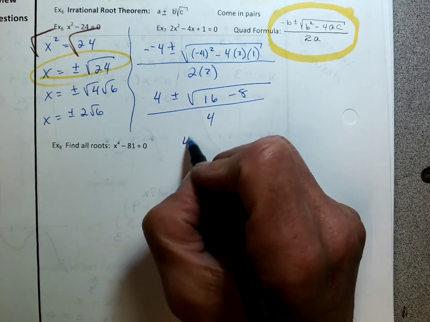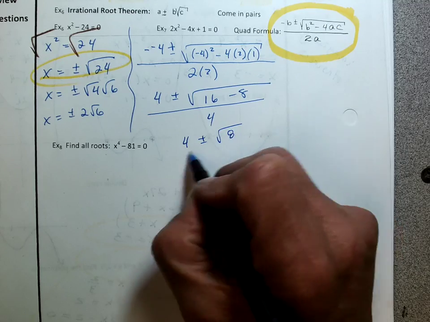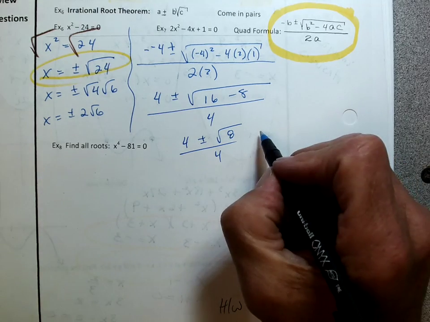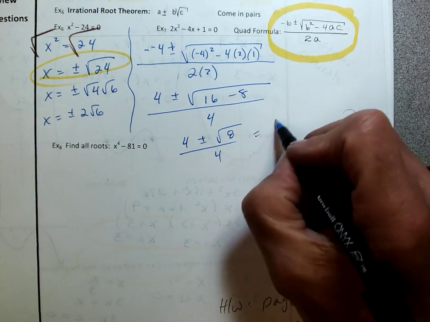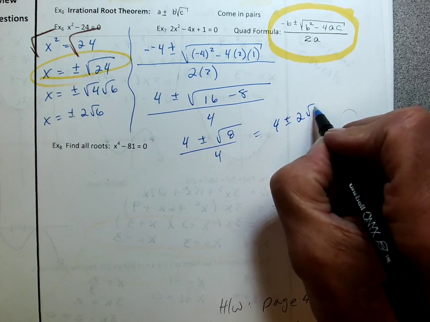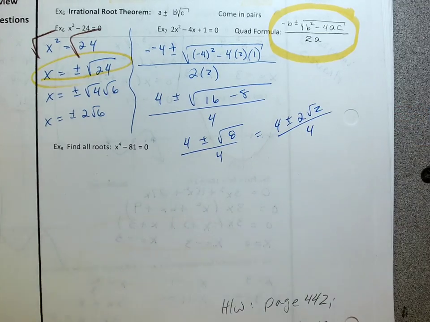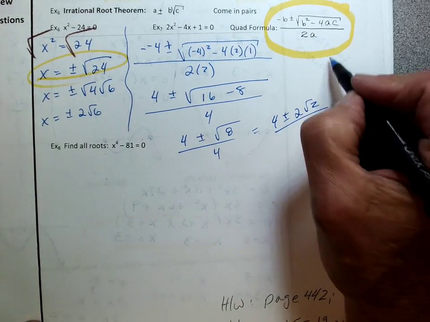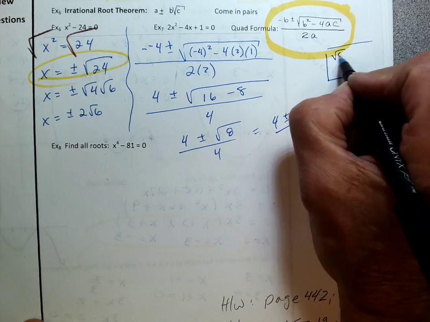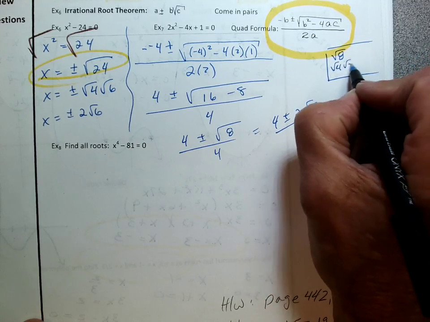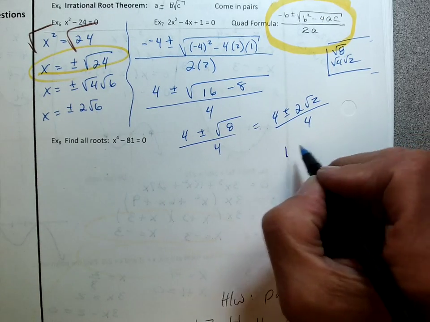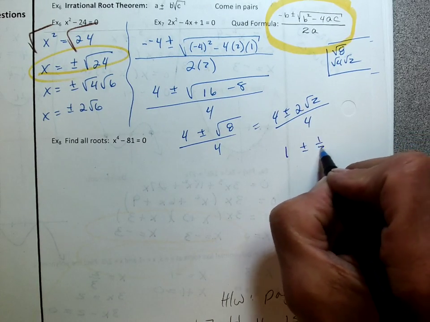Which is 4 plus or minus the square root of 8 over 4, right? Which is 4 plus or minus 2 square roots of 2 over 4. Ooh, where did the 2 square roots of 2 come from? Better do a little side work. Square root of 8 is the same thing as square root of 4 times square root of 2, right? Little side work. And so my answer is going to be 1 plus or minus 1/2 square root of 2.